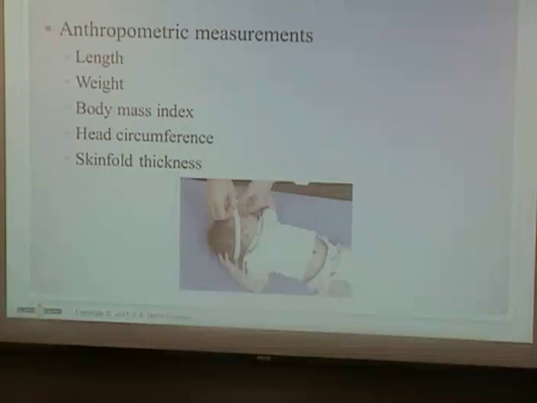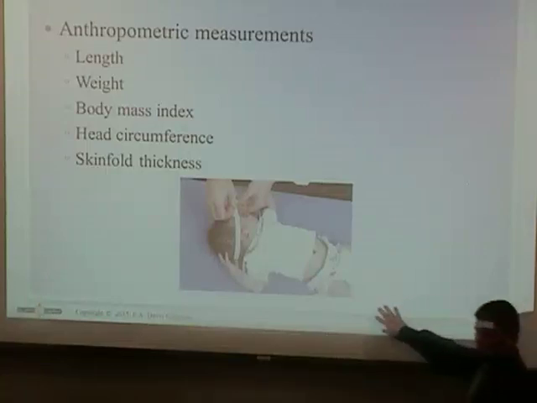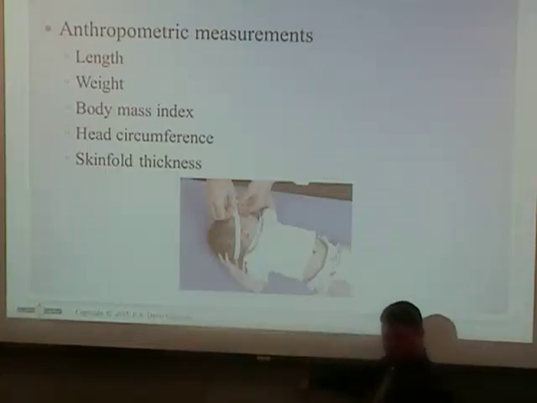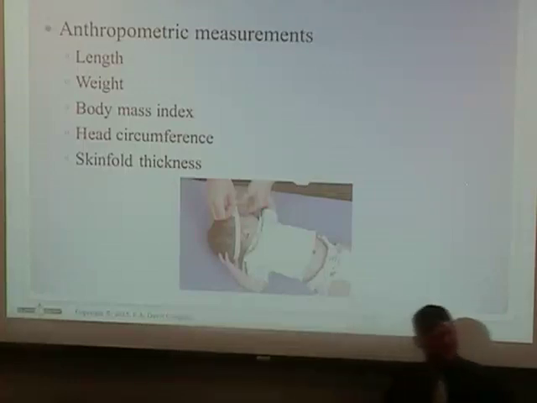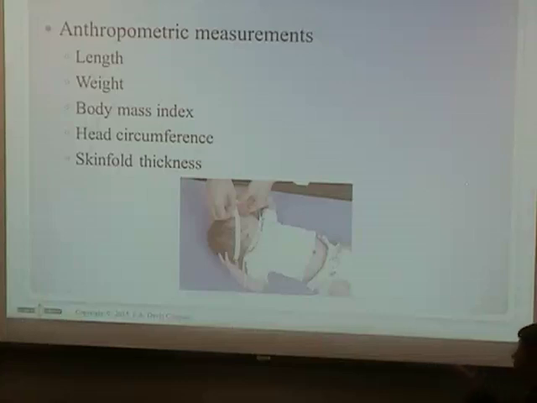Last Friday, I taught the juniors how to do all these measurements on babies. Did anybody teach you guys that in your junior year? No. No? Okay.